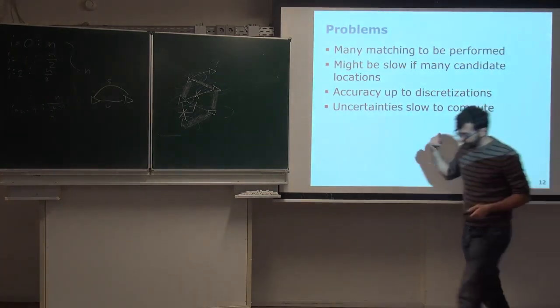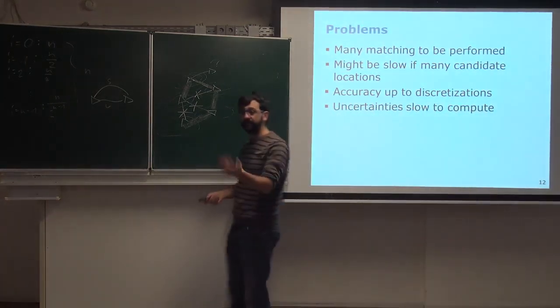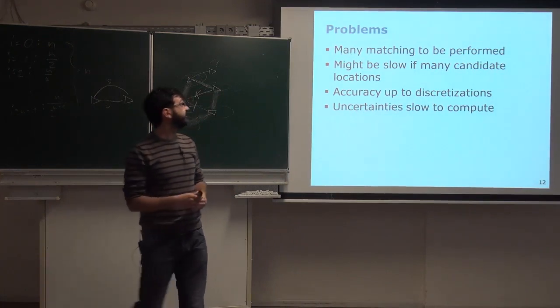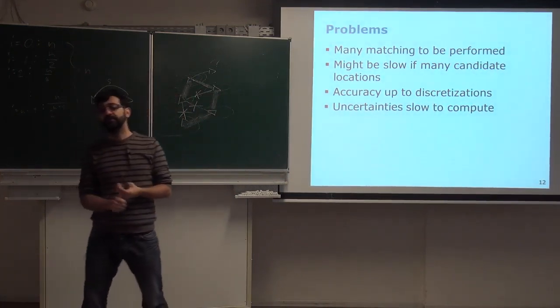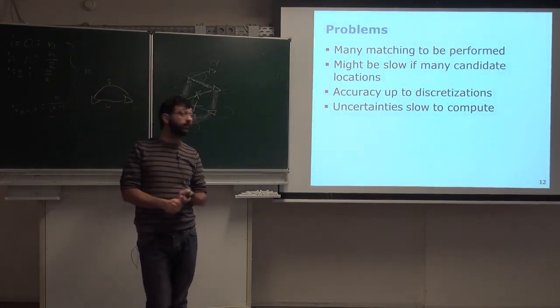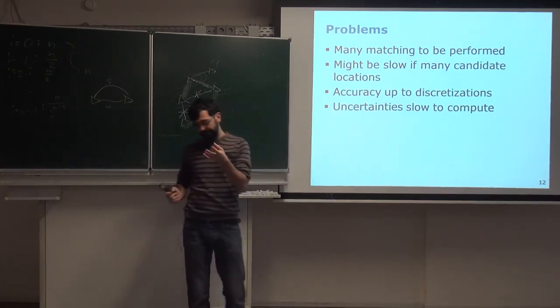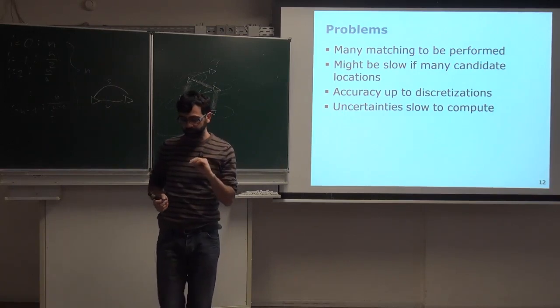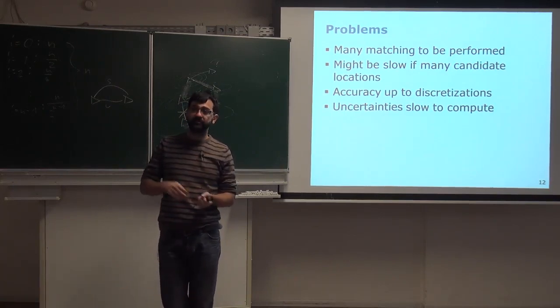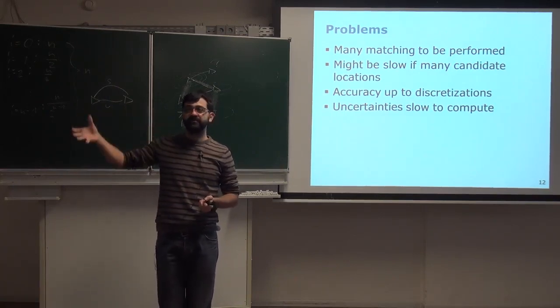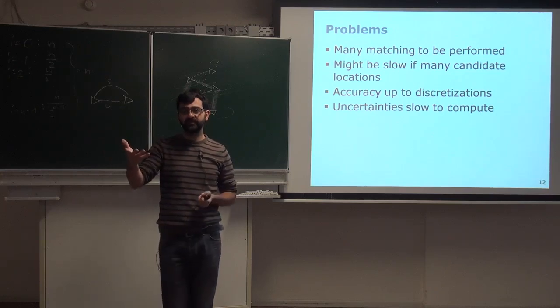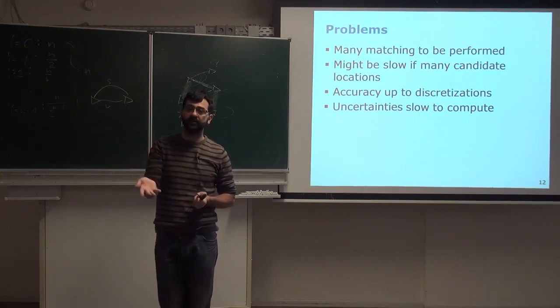So one of the problems, of course, comes from this trade-off. The fact that you need to do a lot of matches, and if you cannot do them in parallel, it might be very slow. The accuracy is actually low with respect to the discretization, so the faster, the more coarse the discretization, the lower the accuracy.